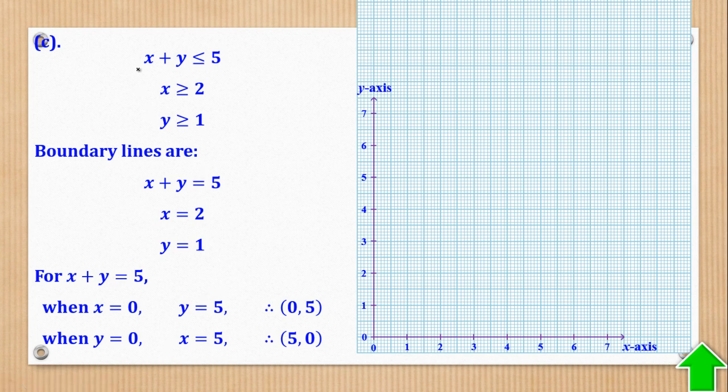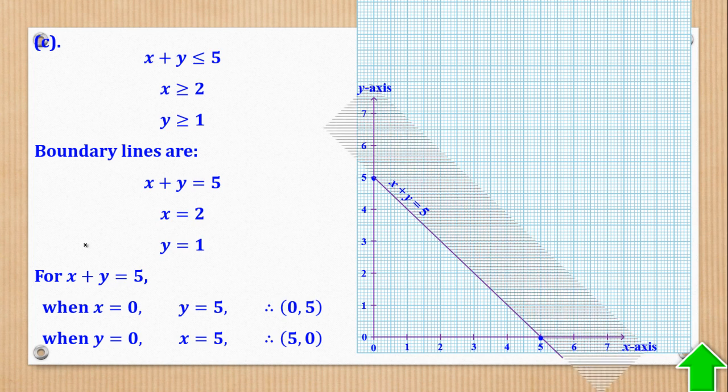Then you can plot. We shall start with this one. We have 0, 5, which is here, and 5, 0, which is here. So I can now join using a ruler, and label the line. Then we need to get the wanted and unwanted region. If I choose 0, 0, I realize when I put 0 here and 0 here, I'll get 0 is less than or equal to 5, which is true, and because it is true, it means this side is the wanted region, unwanted is this side. So I'll shade the unwanted.